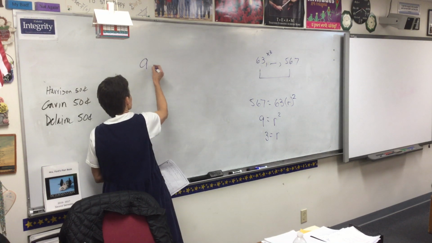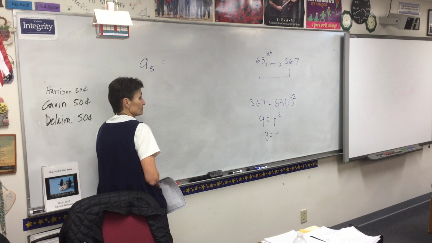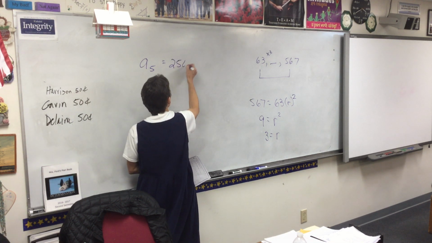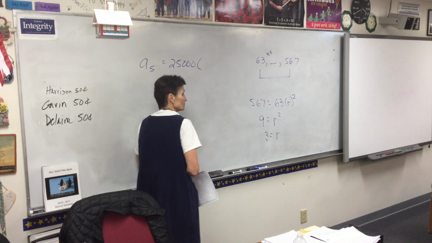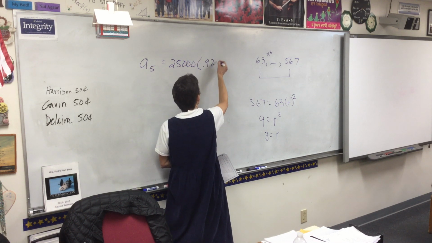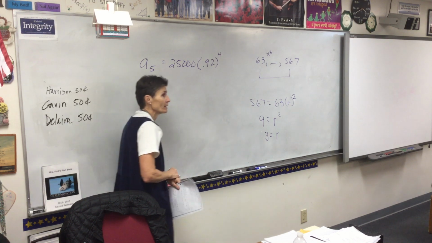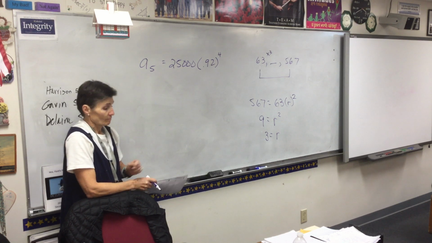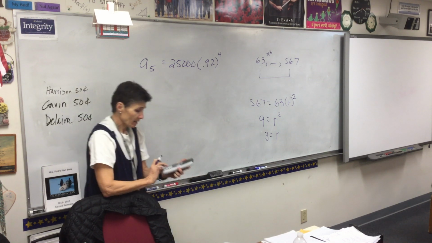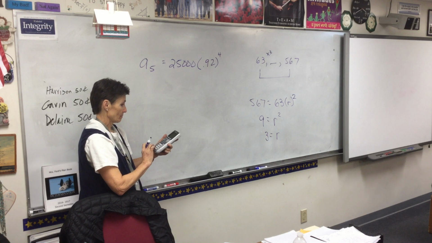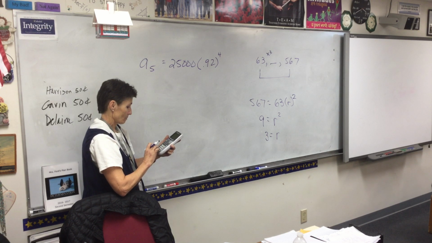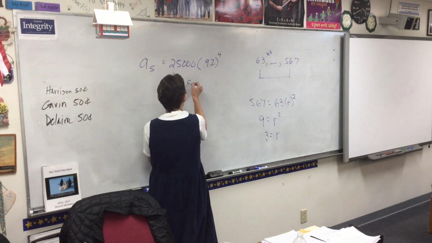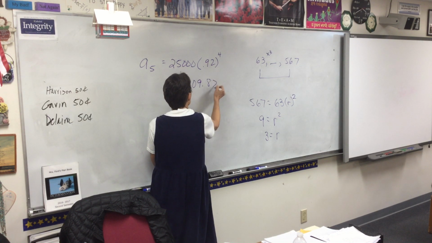So 5 years. I hope what you're doing is taking 25,000 times 0.92 to the 4th. Is that what you're doing? That's what you should be doing. So the value of that combine is 17,909.82. Is that what you got?